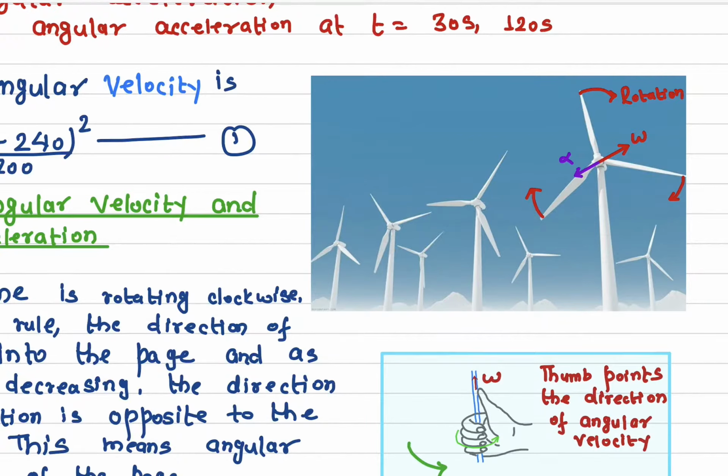And now, what is the direction of angular acceleration? The angular acceleration is opposite to the angular speed. You may think, how come? Why is that? It is opposite because the angular speed is decreasing. It is slowing down. It is coming to a stop. And that's why the angular acceleration is opposite to the angular speed.